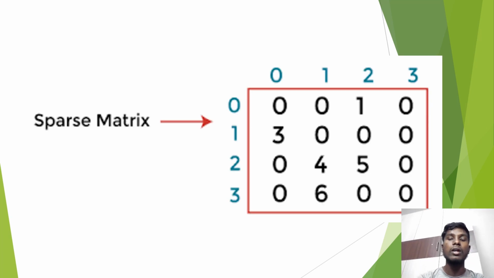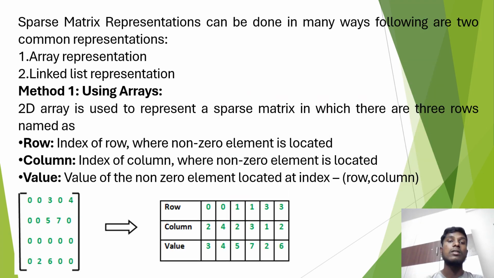We can see a small example: a matrix with rows 0 to 3 and columns 0 to 3, meaning rows 0 1 2 3 and columns 0 1 2 3, so 4 rows and 4 columns. Sparse matrix representation can be done in many ways. Following are two common representations: array representation and linked list representation.